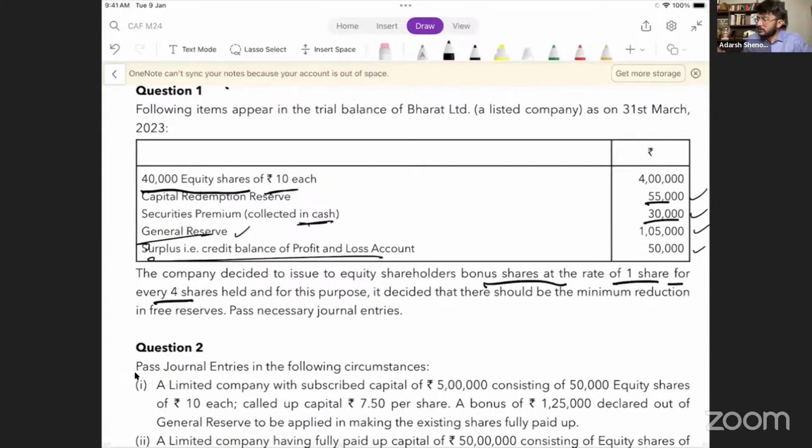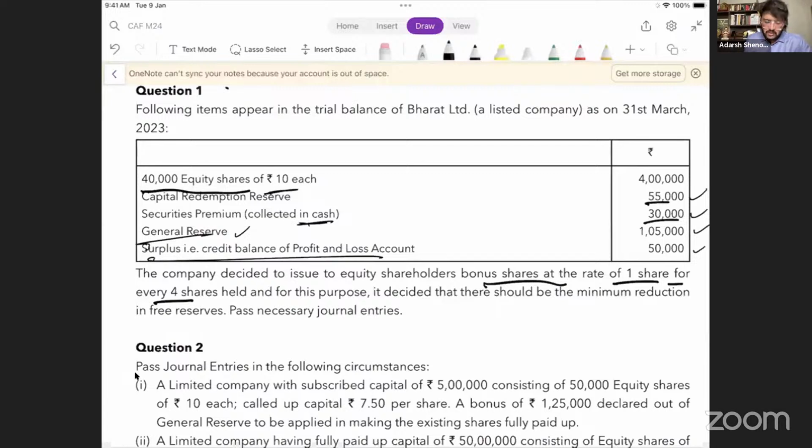You can have alternative answers. I can debit the surplus account also for 15,000. I can debit proportionately 5,000 here, 10,000 here. I can do it like that also. So there is no particular answer for this. It is left to the board of directors in the company.